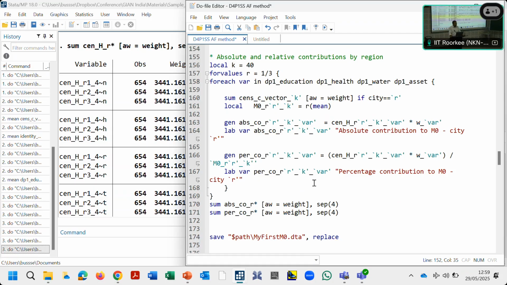Any more questions so far? What is the total? When we compute the district headcount ratio for city, there is a total at the end.